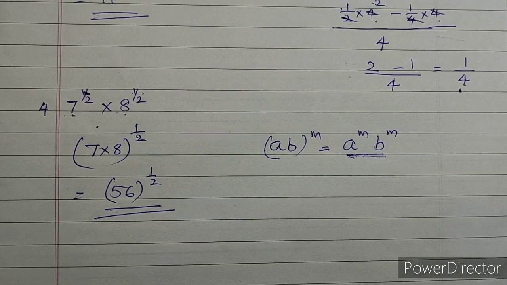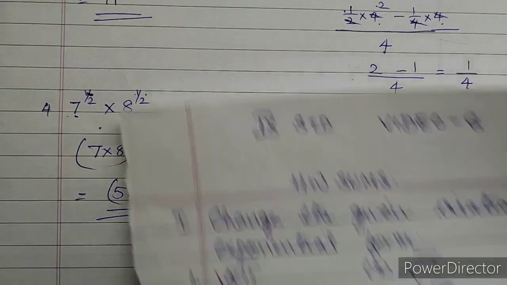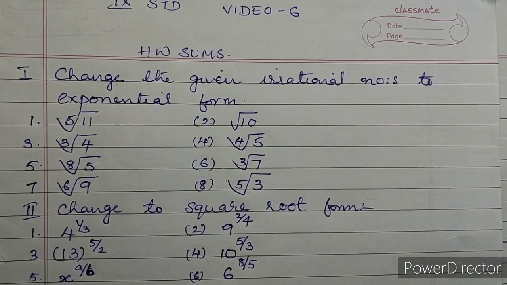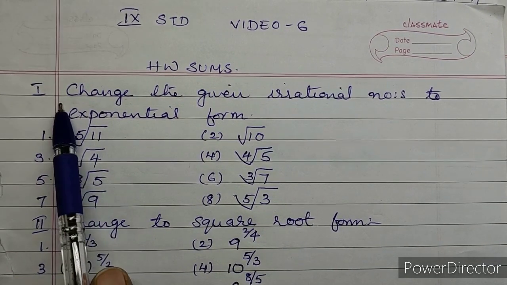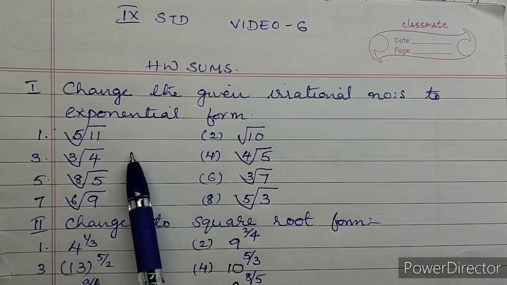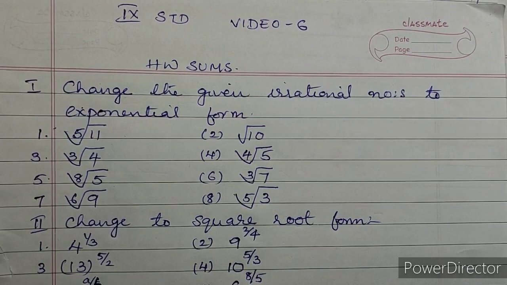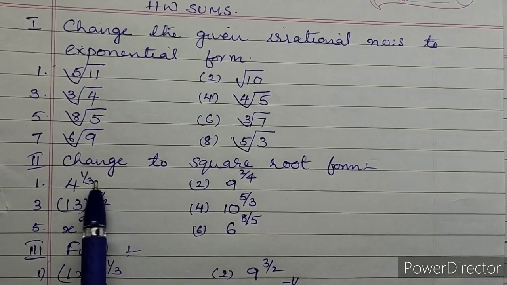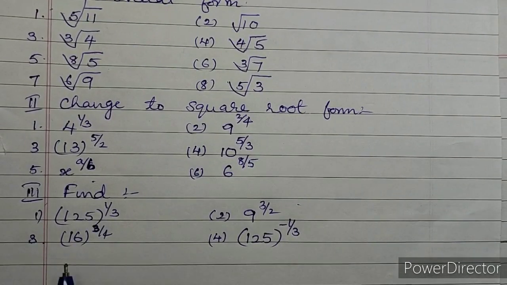And you have some homework questions for you. So these are the homework questions. First main question is change the given irrational numbers to exponential form. This I have shown you in this video only, at the start. So change it to exponential form. Second sum, change to square root form. Then simplification by using laws of exponents. So all these you have to do in your homework book.